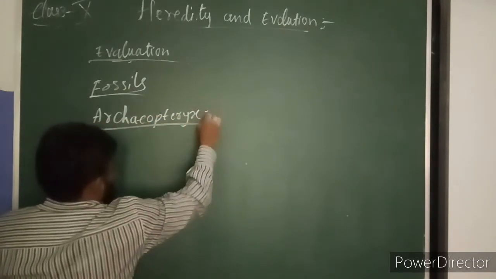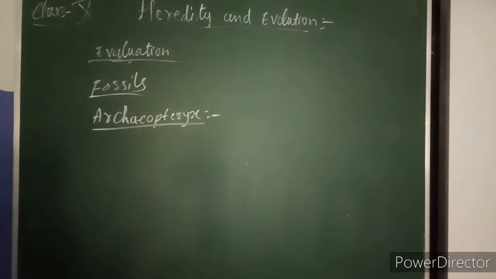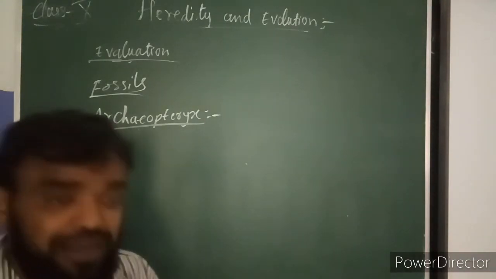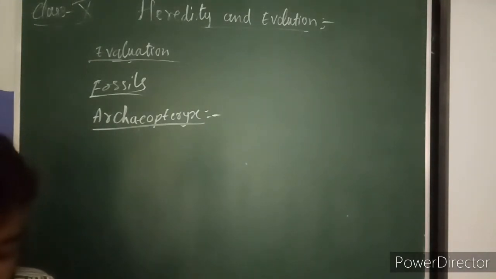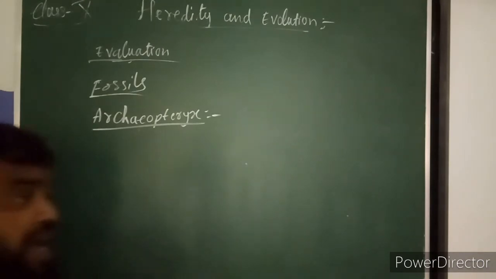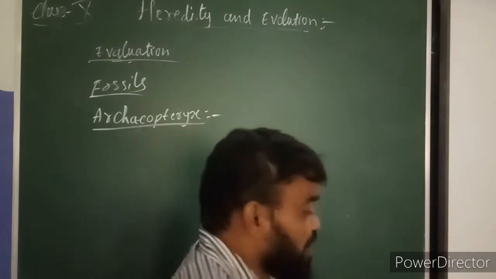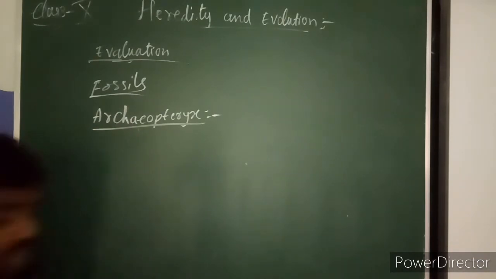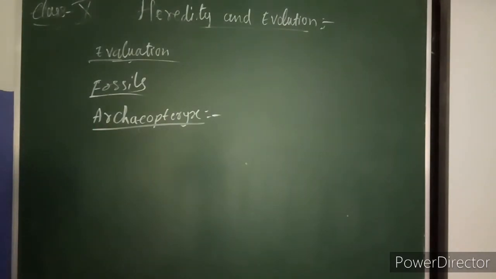Next I am going to explain Archaeopteryx. What do you mean by Archaeopteryx? It resembles birds as well as reptiles. We can say it is the link between reptiles and birds. How? Cross breeding of animals with birds, that is the word they are using. That is nothing but Archaeopteryx. Understood?